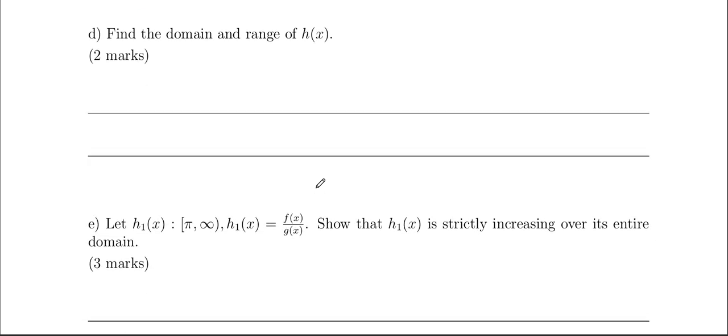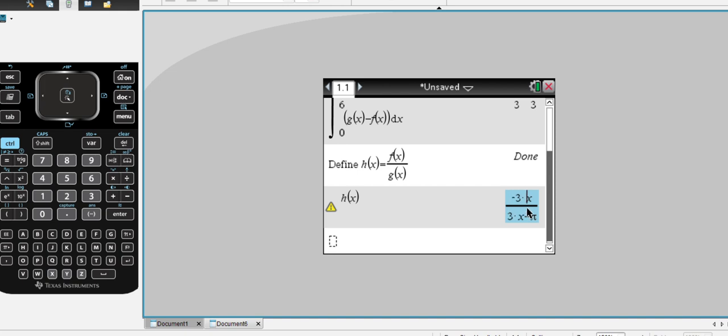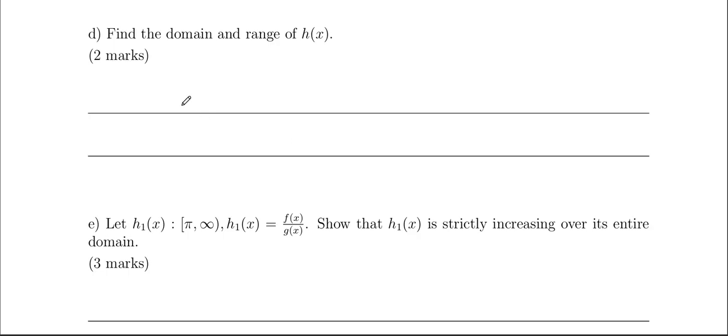Find the domain and range of h of x. Okay, so now this is a tricky one because you may think we can just find the domain and range of this. However, remember, it's a quotient. So even if a value of x is defined here, if it's not defined at g of x, the function is still going to have a gap there. It's going to have a little hole.